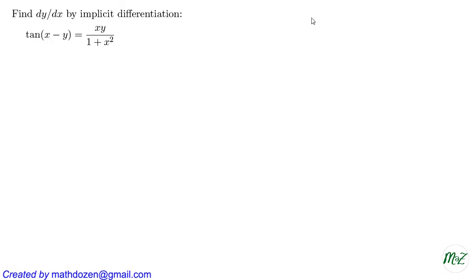Welcome everybody. We're going to find dy over dx in case of the implicit function defined by equation tangent of x minus y equals xy over 1 plus x squared. And we start by applying derivative to both sides of the equation, derivative with respect to x.